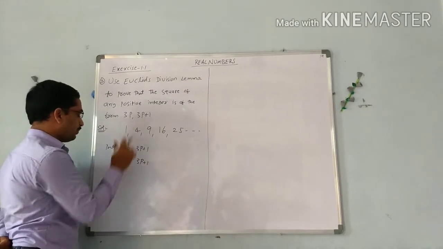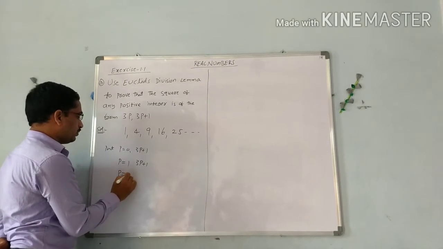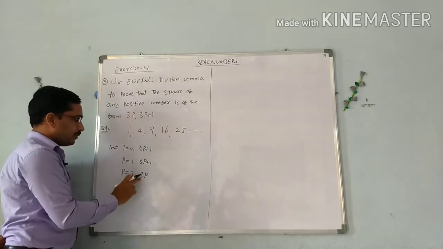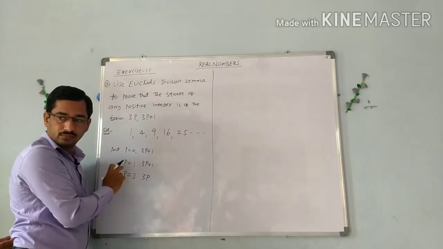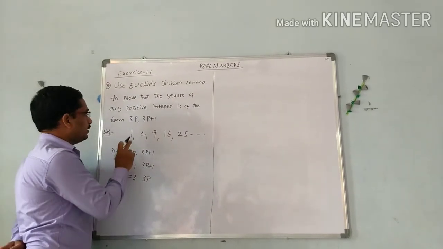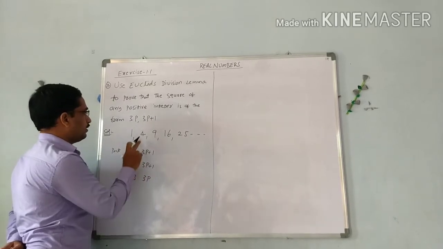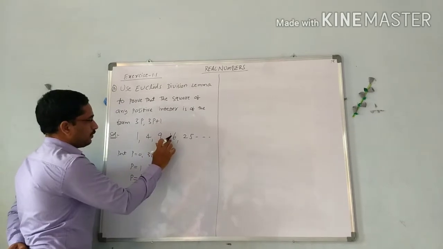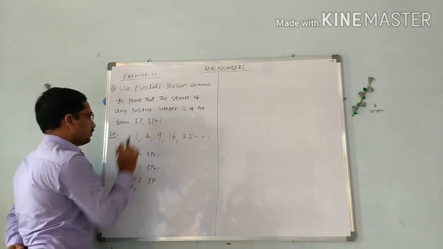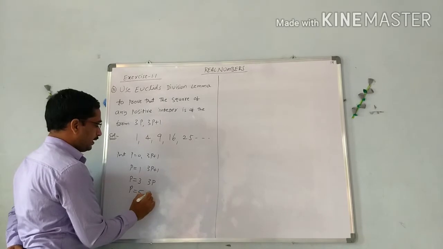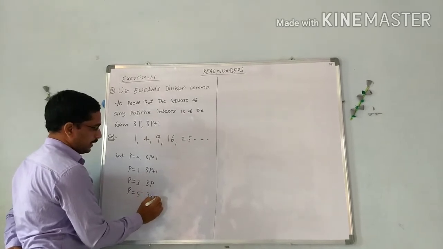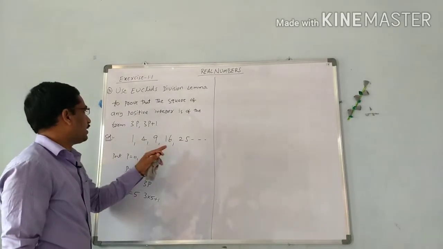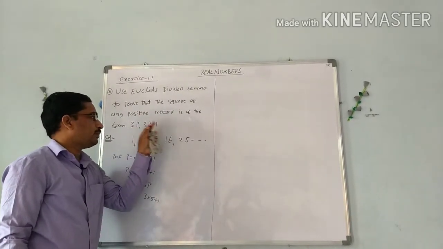Next, 9. How to represent 9? Put p equal to 3 in 3p, not in 3p plus 1, because 3 into 3 is 9. Next, we want to represent 16. So p equal to 5: 3 into 5 is 15, 15 plus 1 is 16. This means we can represent the square numbers in the form of either 3p or 3p plus 1.